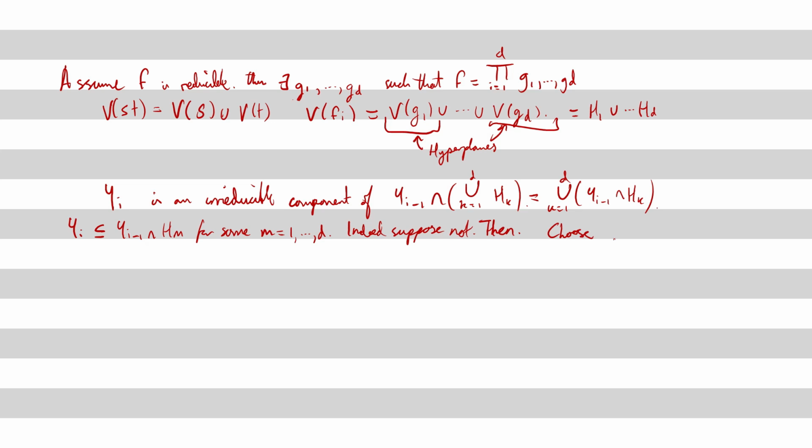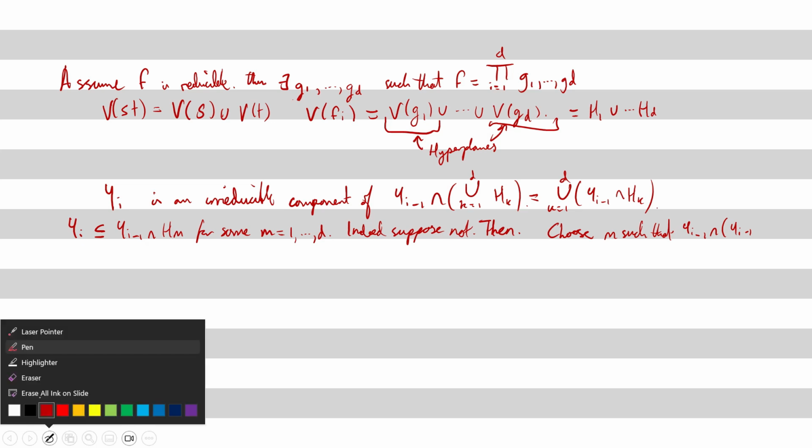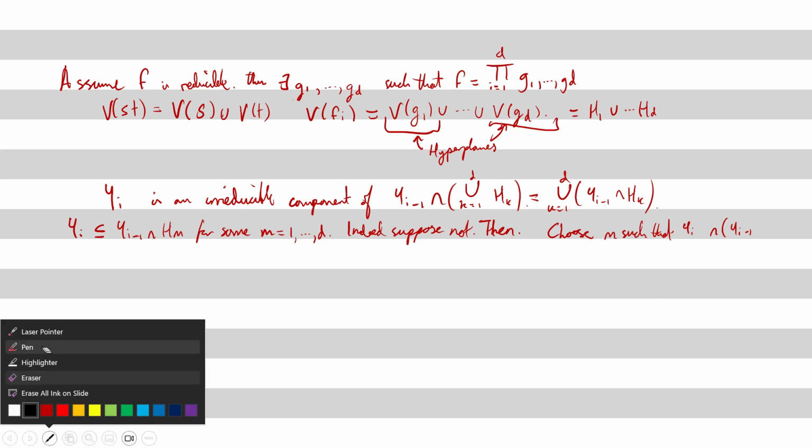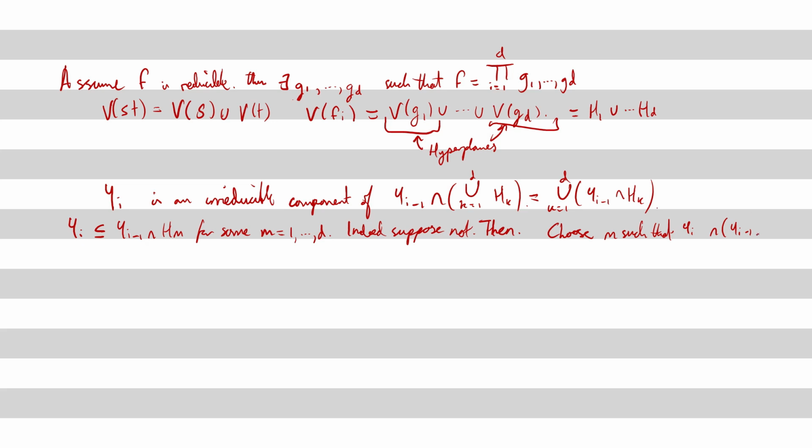Choose m such that Y_{i-1} intersect Y_i, sorry, Y_i on the original one. I hope I don't delete everything. Intersect H_m is non-empty. I'll just keep that there.